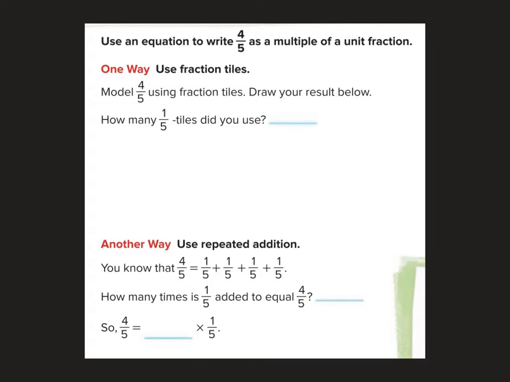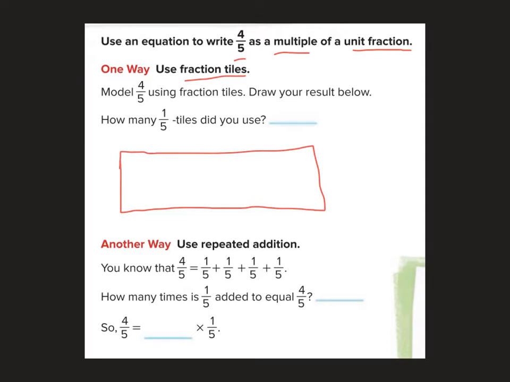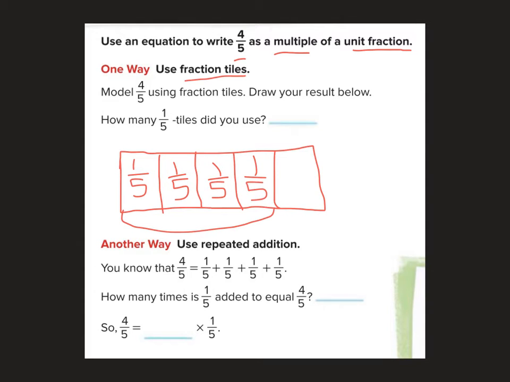So here, if we use an equation to write 4/5 as a multiple of a unit fraction, so if we were to use fraction tiles, which we don't have because we're doing distance learning, it says model 4/5 using fraction tiles. Draw your result below. How many 1/5 tiles did you use? Okay, so I'm just going to take a bar here. 1, 2, 3, 4, 5. So if I do 1/5 plus 1/5 plus 1/5 plus 1/5, I would use these 4. I wouldn't use this one, but that would make a whole, make one whole.